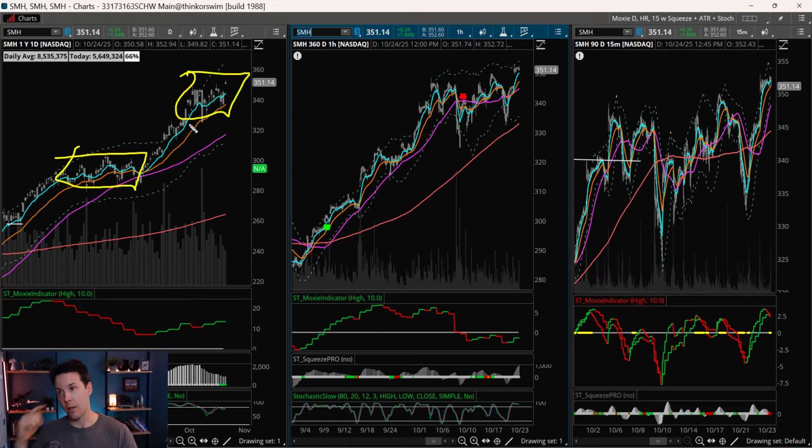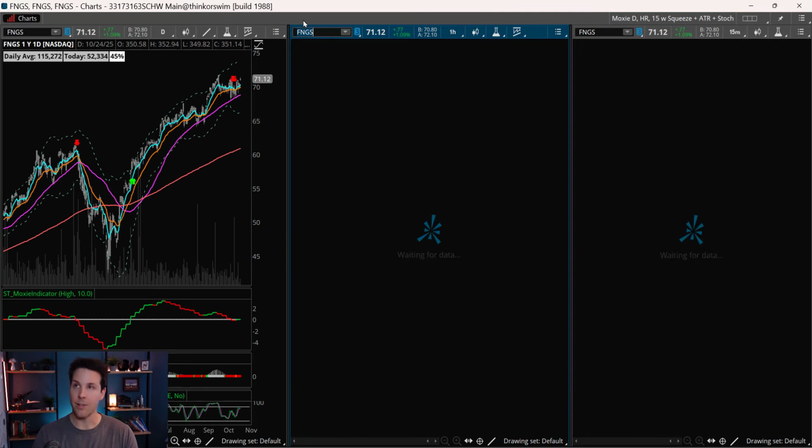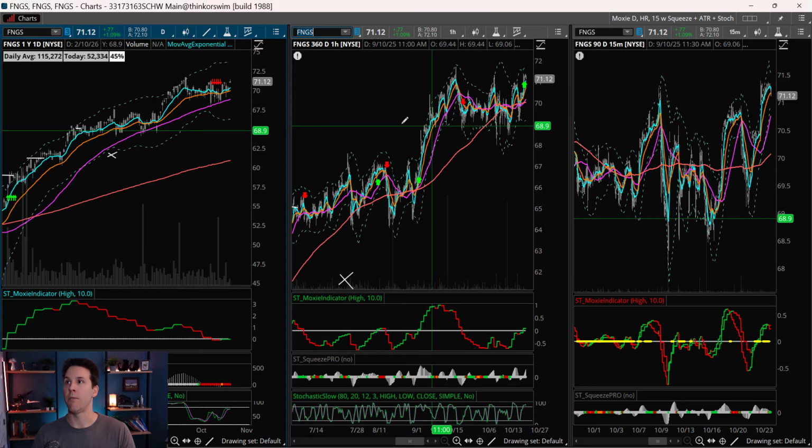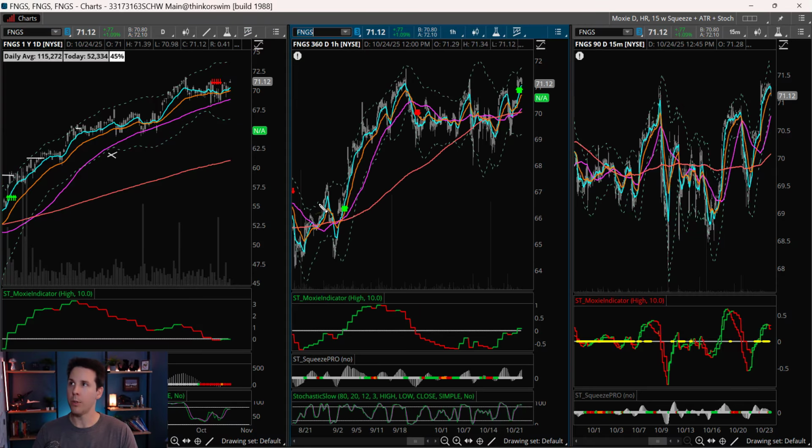So more or less kind of the same situation in through here. We can also look at FNGS, which is the ETF for the FANG stocks. And I put this out there last week. I said, yeah, it's been a little bit challenging. It's kind of confusing in through here. It doesn't look great, but it's been holding the daily 50, and then it kind of popped up.